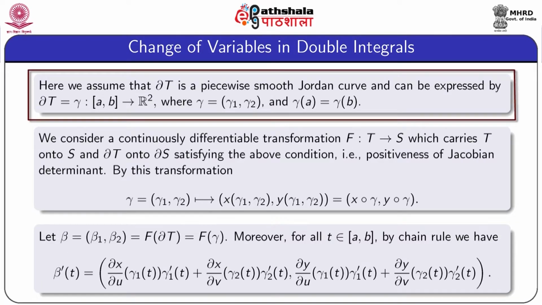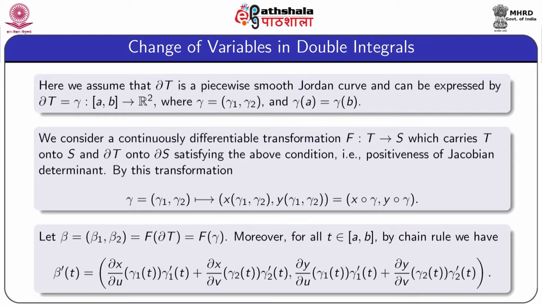Here we assume that ∂T is a piecewise smooth Jordan curve and can be expressed by ∂T equal to gamma from [a,b] to R², where gamma equals (gamma 1, gamma 2) and gamma(a) equals gamma(b). Now, we consider a continuously differentiable transformation F from T to S, which carries T onto S and ∂T onto ∂S, satisfying the above condition, that is the positiveness of the Jacobian determinant. By this transformation, gamma equal to (gamma 1, gamma 2) goes to (x(gamma 1, gamma 2), y(gamma 1, gamma 2)), that is (x composed with gamma, y composed with gamma).